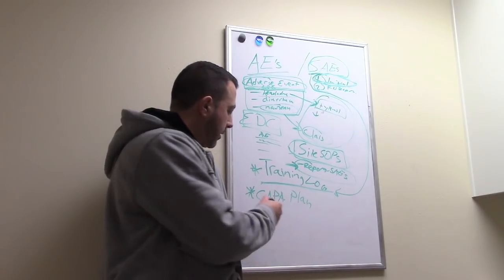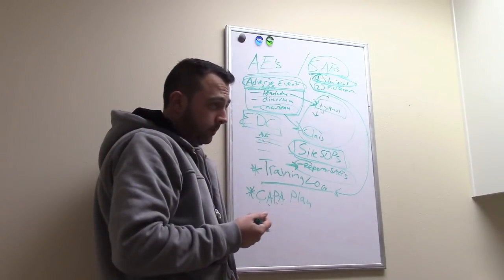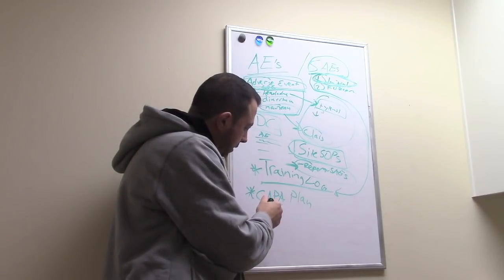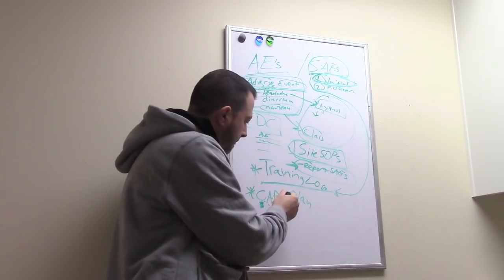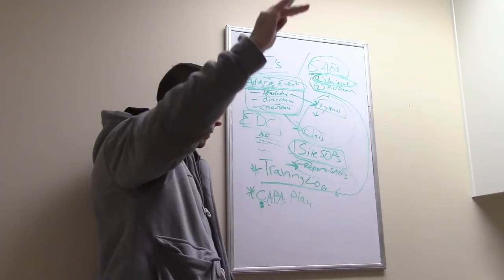Basically, it's corrective action, preventative action. What's the issue? Oh, say that again, please. Corrective action. Okay. And then preventative action. CAPA. Preventative action. Okay. Identify the issue.